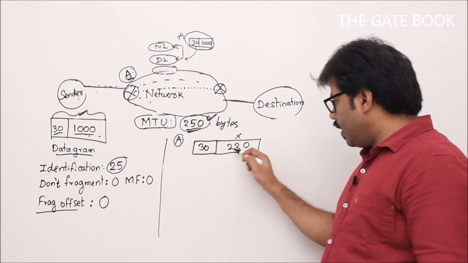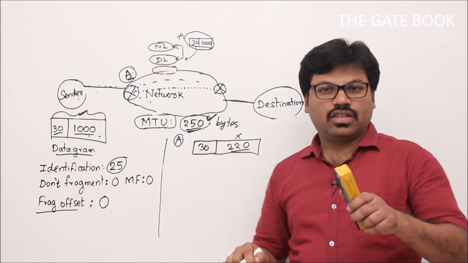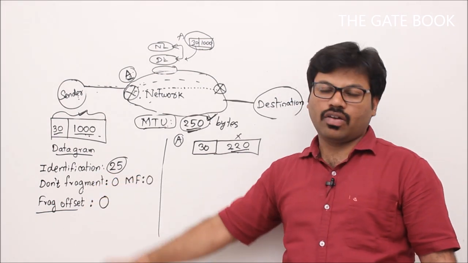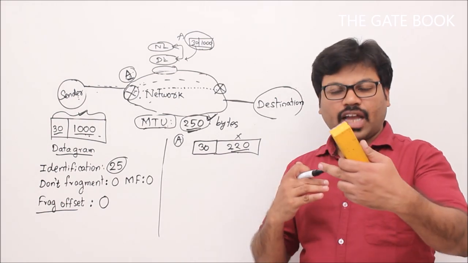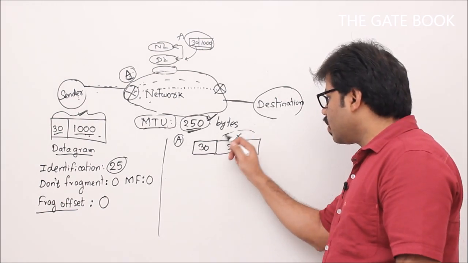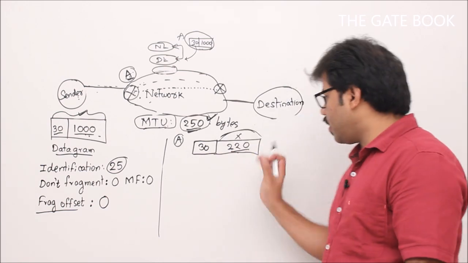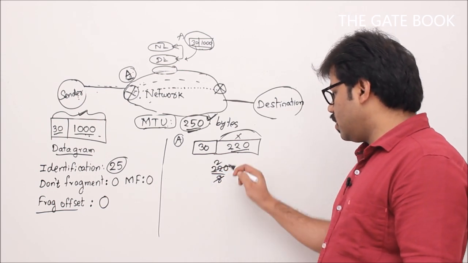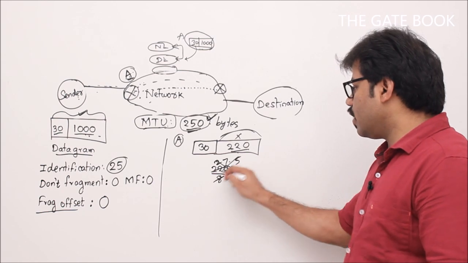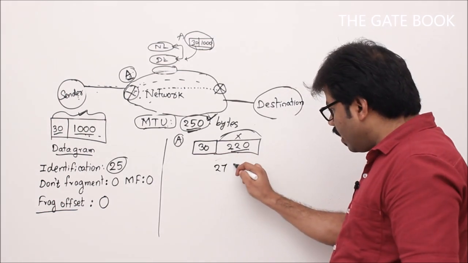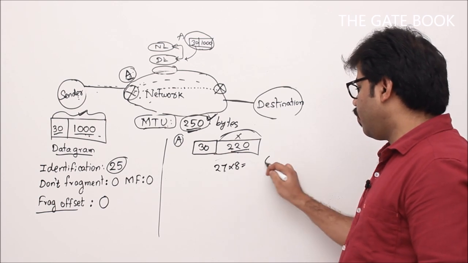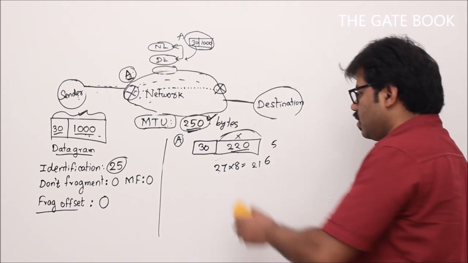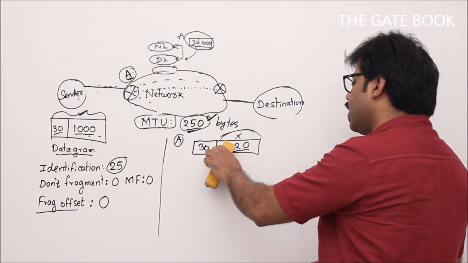Why? Already I told you, the data, whatever you are taking, should be divisible by 8, only then can we write the fragment offset properly, right? We have a fragment offset field. For that your fragment size, especially the data part, should be divisible by 8. So 220 divided by 8, try it. 8 times 27 is 216, remainder 4, so 27.5. So it is not divisible. Then what to do? Take 27 and multiply with 8. 8 times 7 is 56, 8 times 2 is 16, 16 plus 5 is 21, so 216. So we are going to keep 216 bytes only.